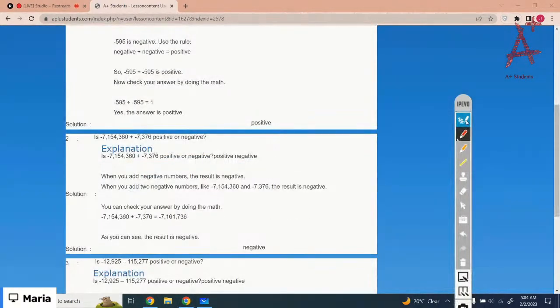Now you are adding. Got it? So you're adding two negative numbers. So when you are adding two negative numbers, the answer must be negative. Got it?